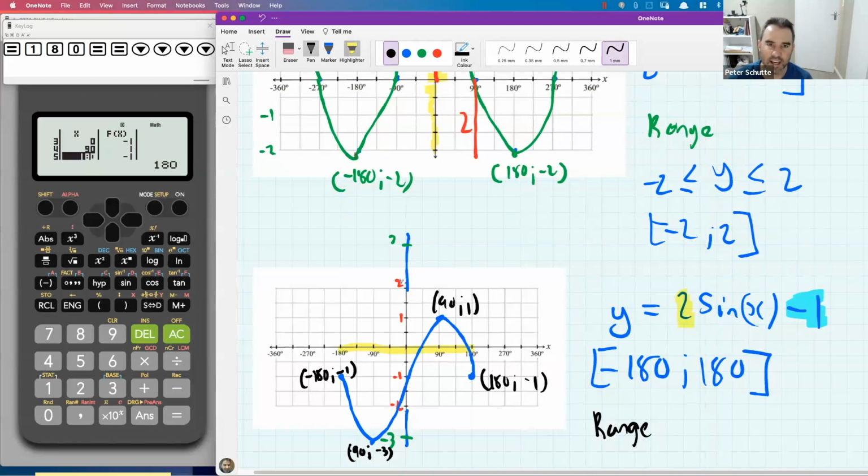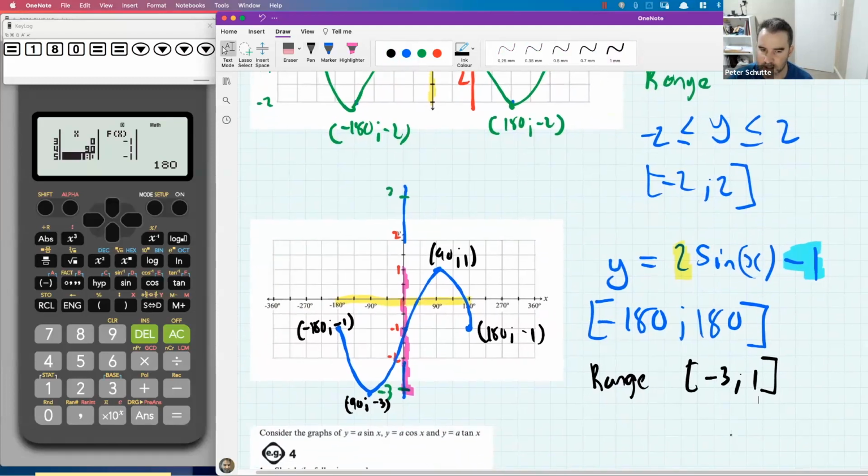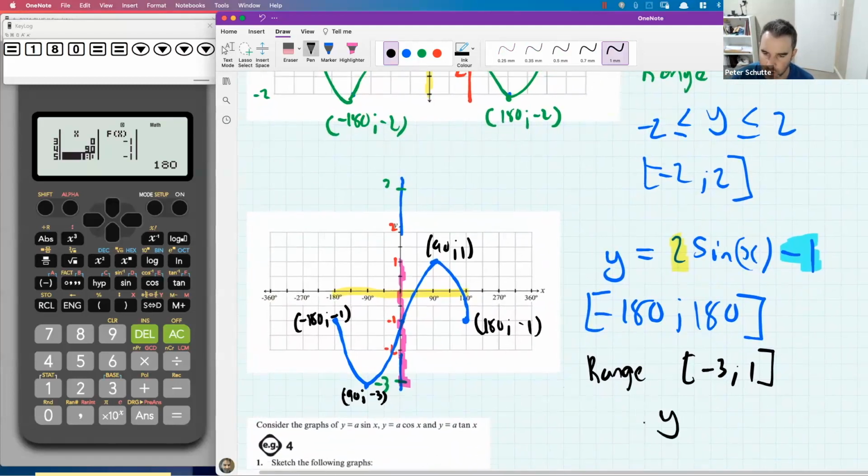So what I like about the graph and all this, you can see the lowest point is minus 3. And how high does it get? Well, it gets up to 1. And so we could say the range is from minus 3 to 1, if we wanted to use that notation, or we could just say that it was like that.